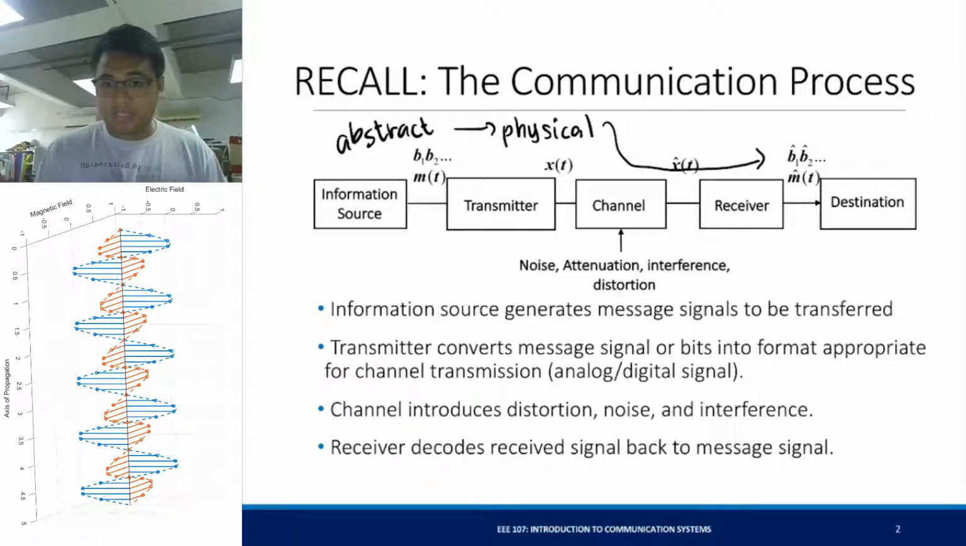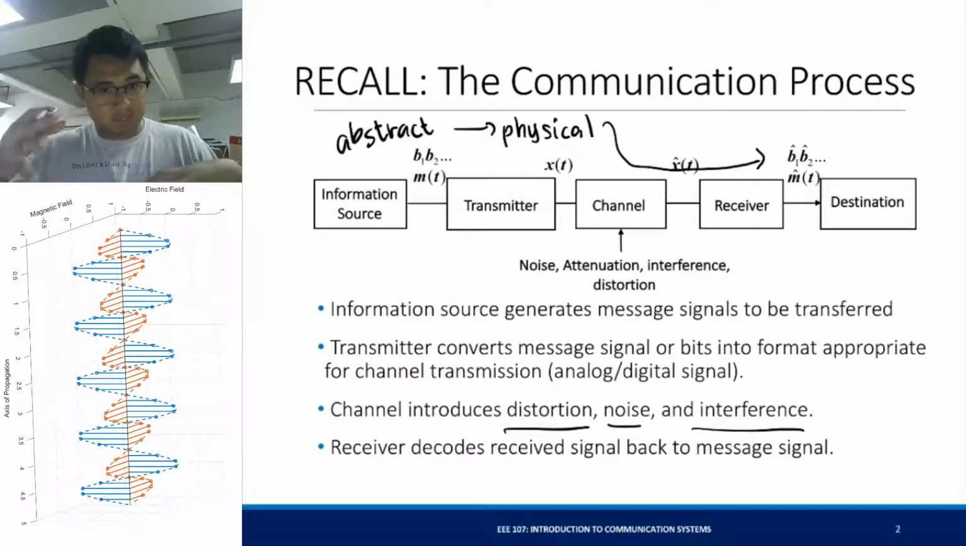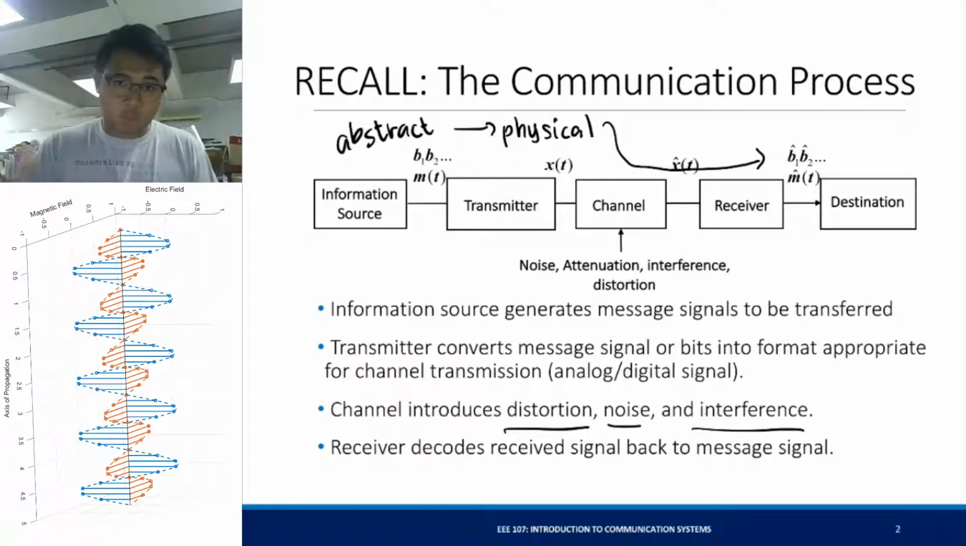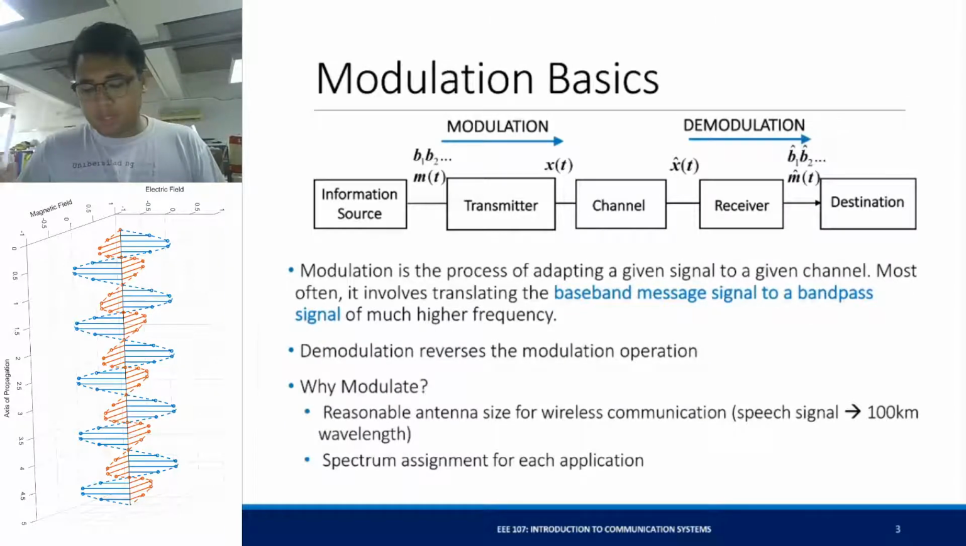The channel, as I've mentioned in the previous lecture, introduces distortion, noise, and interference. And it's the job of the receiver to actually listen in the channel and correct any distortion that the channel makes. Okay? So let's recall what modulation is. As I've mentioned earlier, it's the process of adapting a given signal or information to a given channel. So depending on the channel, your transmitter will be different.